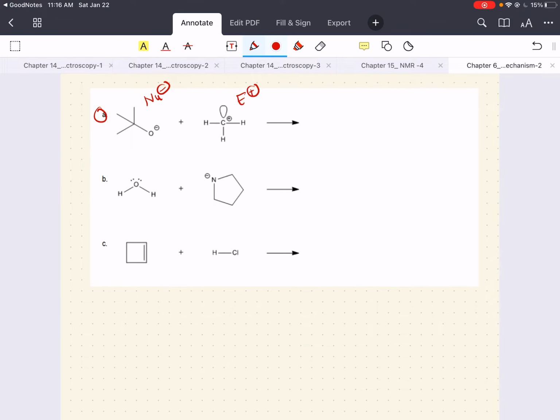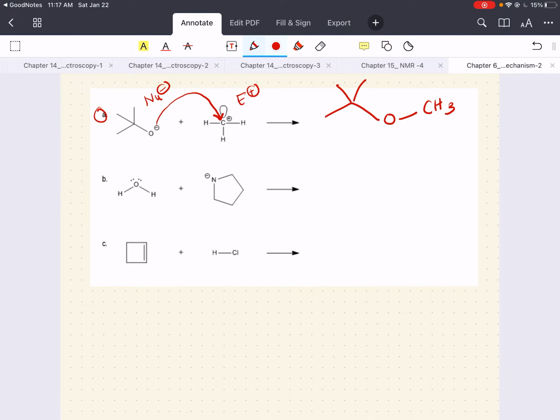Our nucleophile is going to want to attack this electrophilic center via nucleophilic attack. And what's going to happen is it's going to form a bond. Right here, this oxygen is going to form a bond to this methyl group.